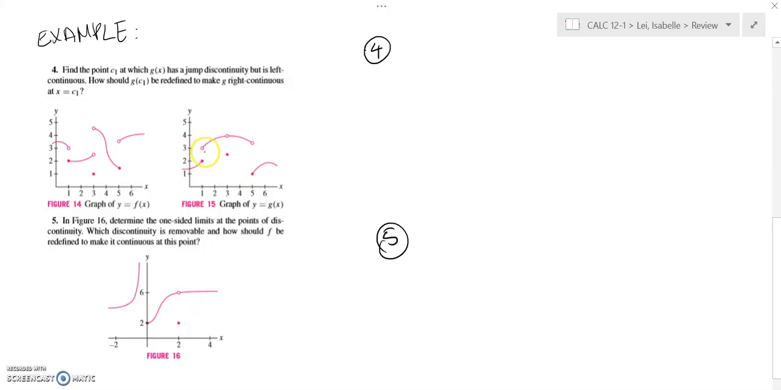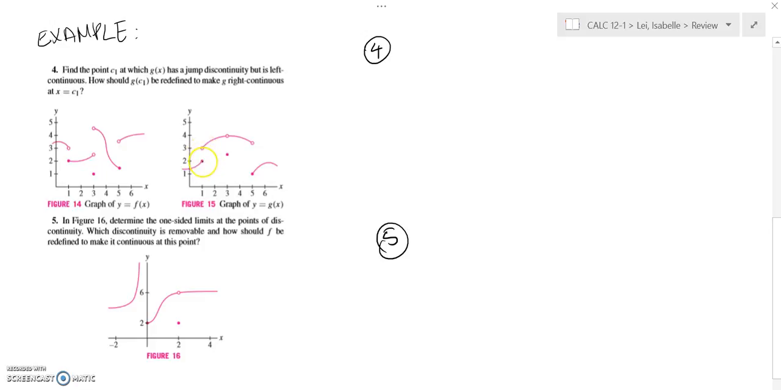value. So this satisfies the first description of the question, because this is a jump discontinuity and it is left continuous but not right continuous. But the second part of the question asks how g at x equals 1 should be redefined to make g right continuous at x equals 1. So as we talked about before, we can switch the continuities, so we can redefine it and assign g of 1 to equal 3 instead of 2.